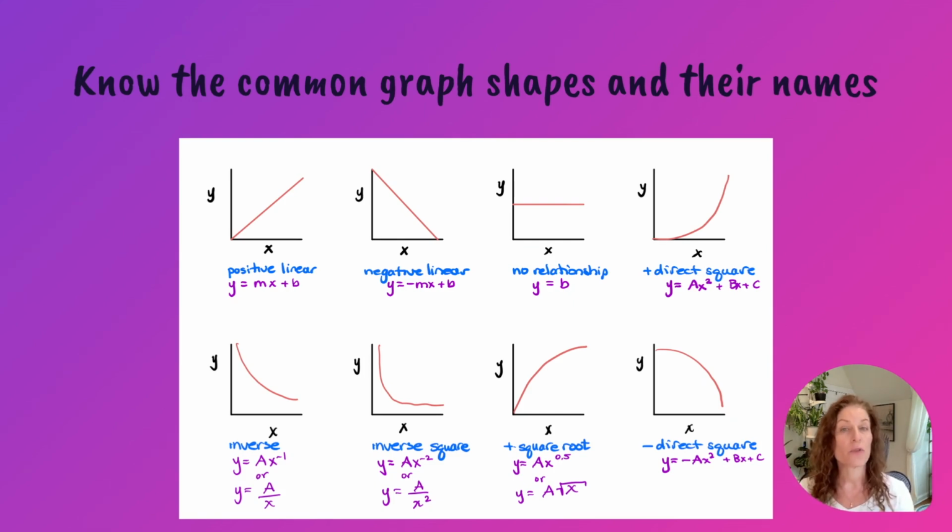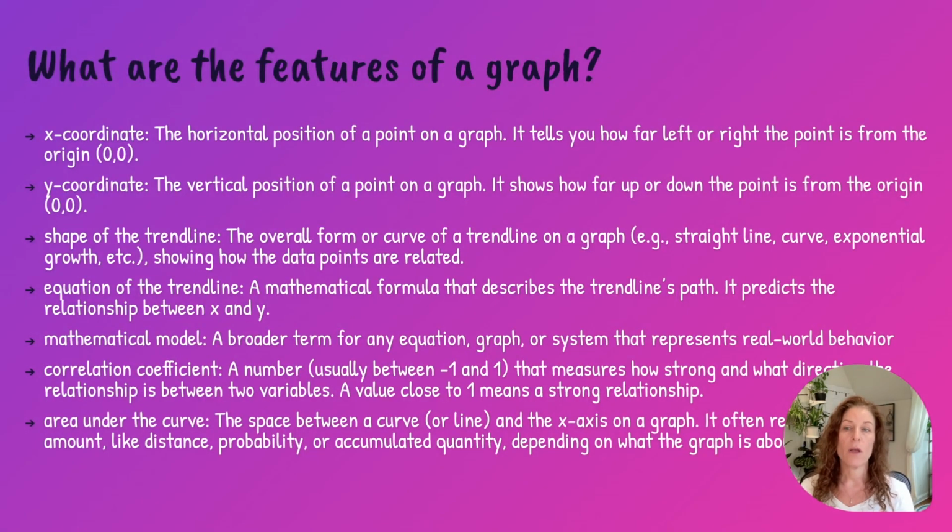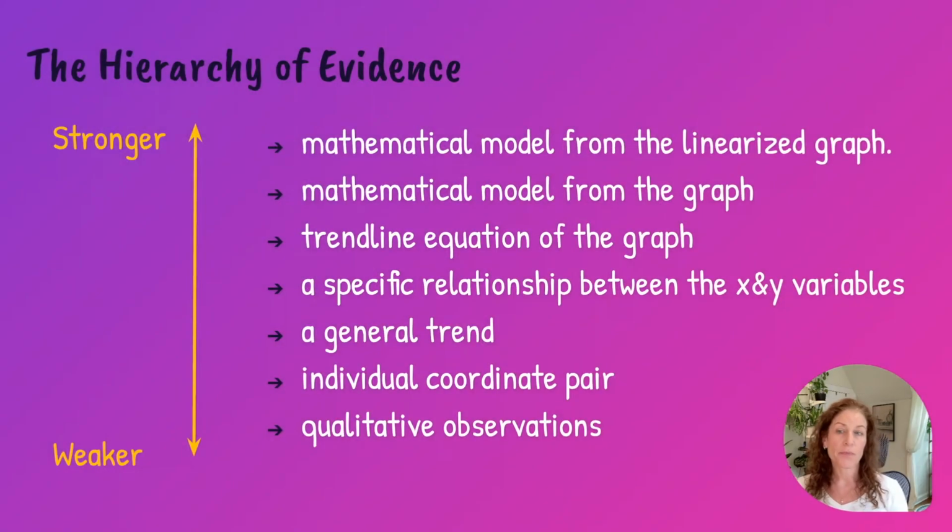Knowing their names, the correct names for each shape, and knowing the general structure of the trendline equation will make your life so much easier. Features of a graph include the x and y coordinates, the shape of the trend line, the equation of the trend line, being able to write a mathematical model, understanding what the correlation coefficient is. That's really helpful when we do lab reports. And also occasionally we'll use area under the curve.